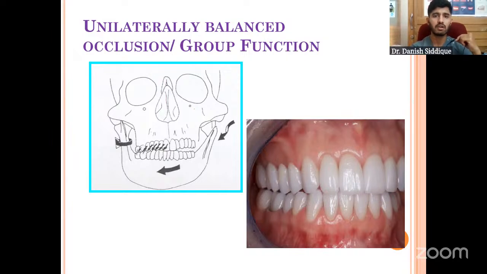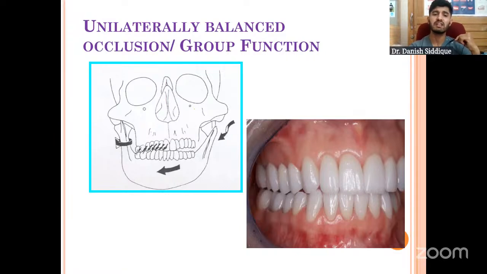So coming on to what is unilateral balance or group function, as you can see in the picture here, this is all about how the eccentric movements are taken into picture. So this is lateral occlusion. That is when the patient bites in centric, it is in centric, and as he moves laterally, you can see that there is contact on the working side, on whichever side the patient moves, and there is complete disocclusion on the non-working side that is present here. So this ideally is followed in most of our cases.